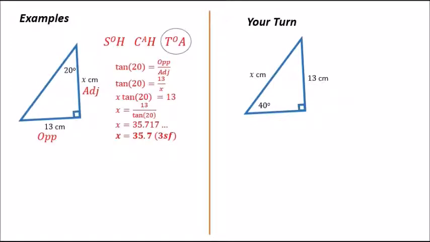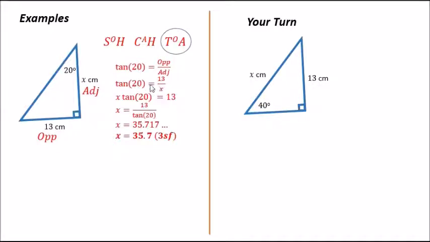Alright, so this is more difficult than the finding sides video that I've done before. We start off with tan because we have opposite and adjacent, which is tan. And it's always tan of the angle, or sine or cos of the angle. So it's tan 20 is equal to opposite over adjacent. So tan 20 is equal to 13 over x.